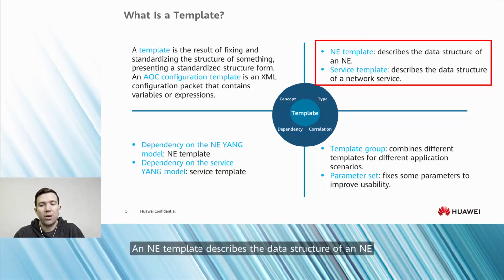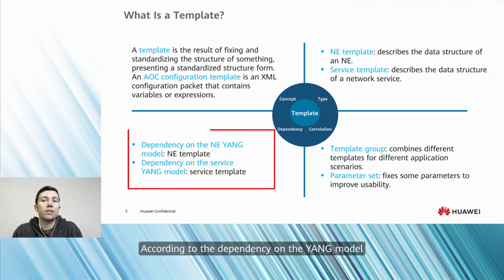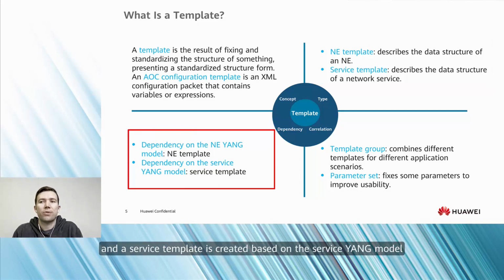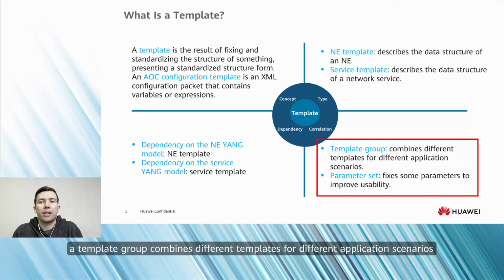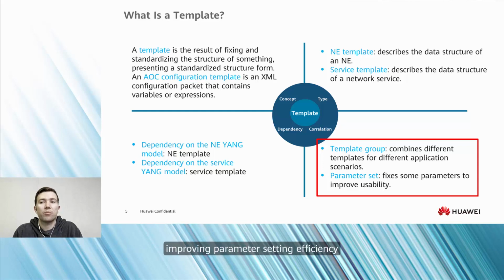An NE template describes the data structure of an NE, and a service template describes the data structure of a network service. According to the dependency on the Yang model, an NE template is created based on the NE Yang model, and a service template is created based on the service Yang model. From the perspective of template-related concepts, a template group combines different templates for different application scenarios. A parameter set fixes some parameters and can be directly referenced, improving parameter setting efficiency.